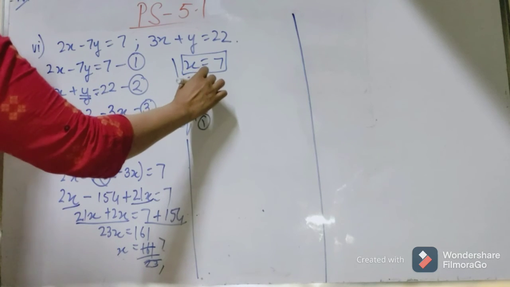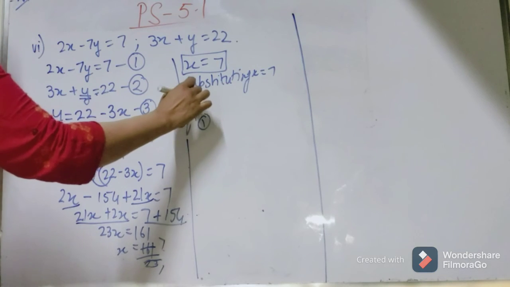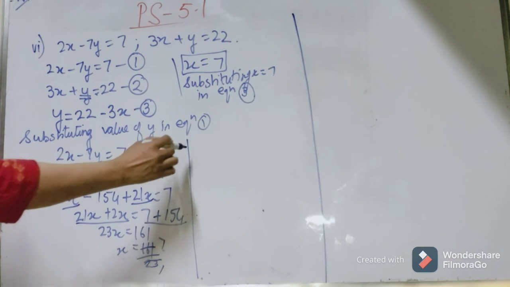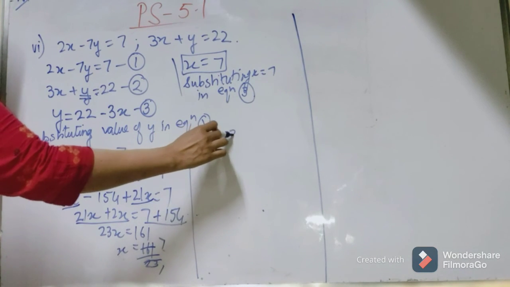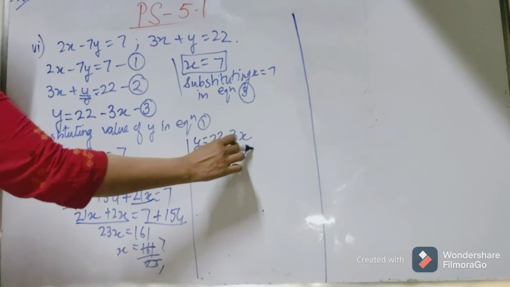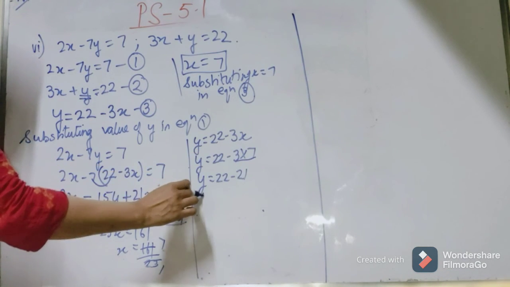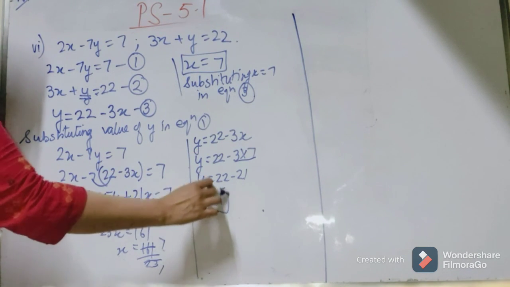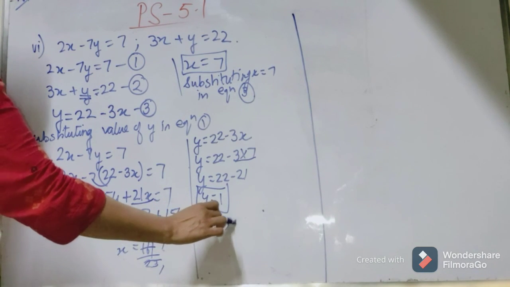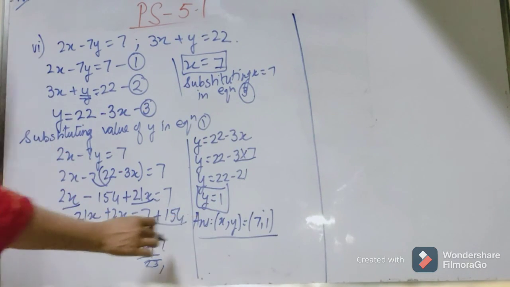Now I am substituting x is equals to 7 in equation 3. Now what was my equation 3? y is equal to 22 minus 3x. So y will be 22 minus 3 into 7. So y will be 22 minus 21. We know 3 7s is 21. So y is 1. So I got y also. So finally I got the answer x comma y. Always x term first, that is 7 comma 1.